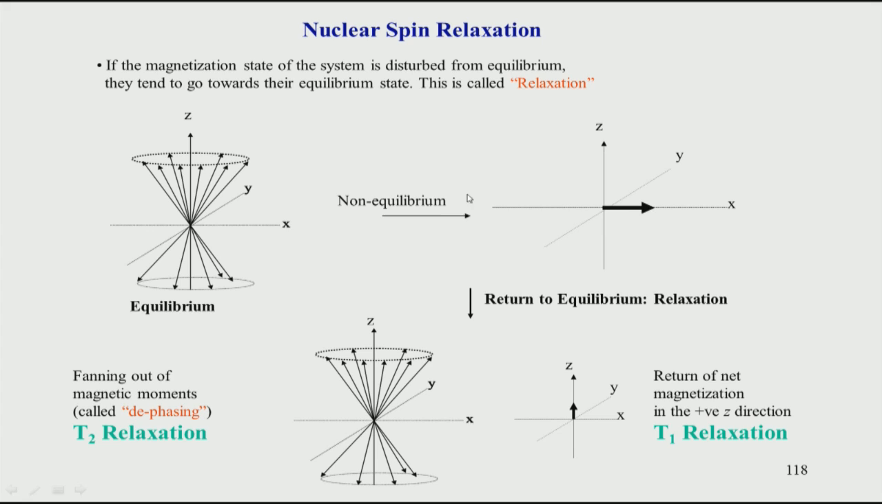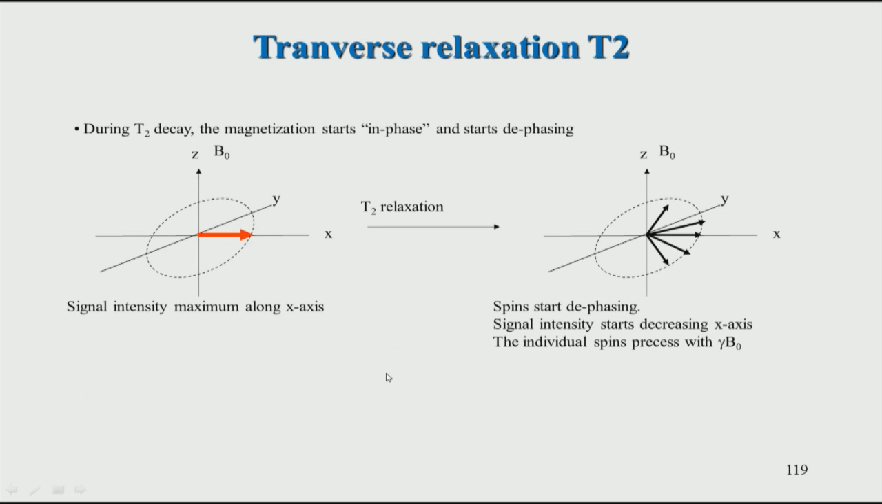So, they have to go back to this scenario, this situation, because that is the equilibrium. This is called return to equilibrium, and we say it is relaxation. When it goes back, it has to achieve this position. This process, when it goes from here to here, is called T2 relaxation. We will see that in the next slide, what is shown here.